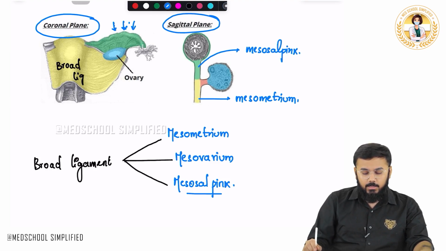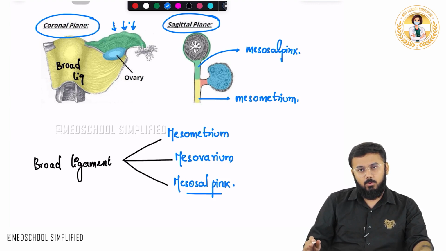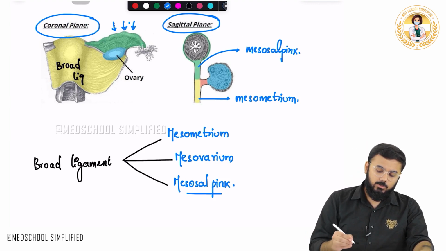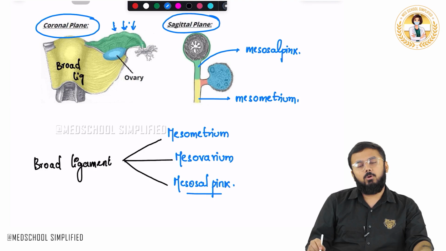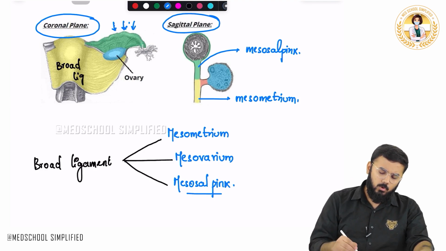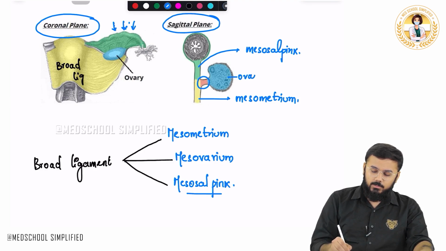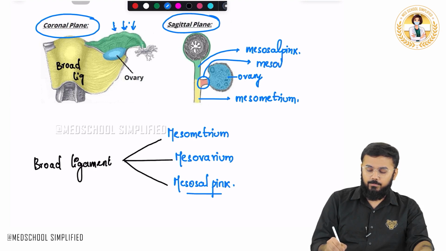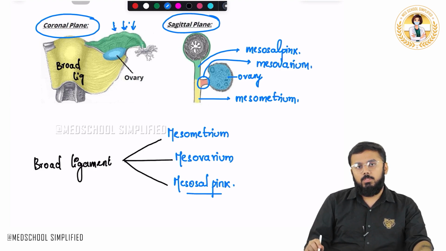And finally, attached to the ovary, from the coronal plane you cannot see this; only in the sagittal plane, from the side, can you see that there is also a part of the broad ligament attached to the ovary, only a small part. See this small part over here, and this is your ovary, right? This small part is called the mesoovarium. So in this way the broad ligament is divided into mesometrium, mesoovarium as well as mesosalpinx.